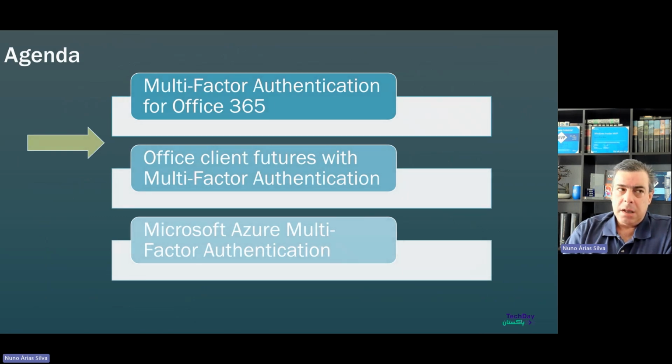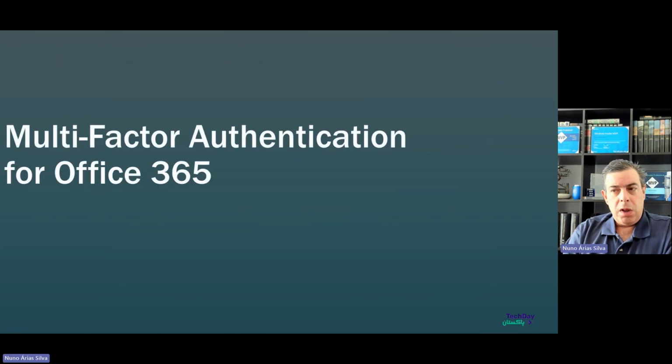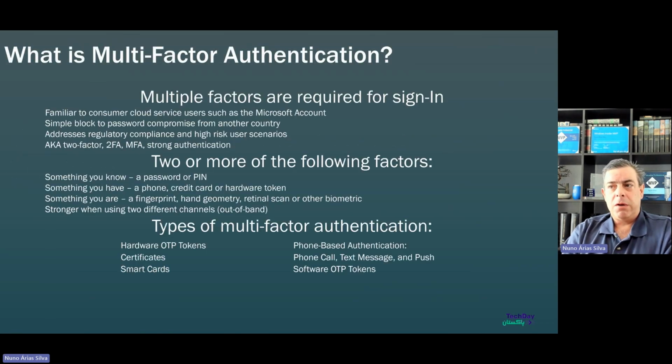Then to understand a little more about the client features with multi-factor authentication within Office, we have multi-factor authentication for Office 365. What is it? With multi-factor authentication, multiple factors are required for signing in. You can use strong authentication with two factors to address scenarios like password compromise, regulation compliance, and high-risk users. You can have a password or PIN, a phone or hardware token, and fingerprint, geometry, retinal, and other biometrics that you can use.